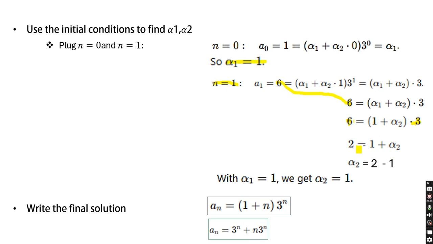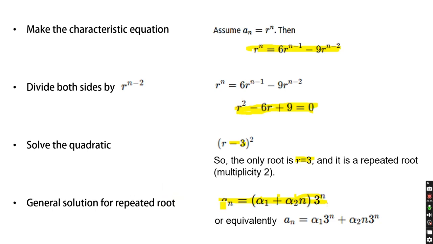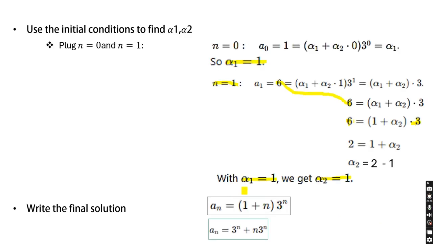And then the next thing that we gonna do is to combine like terms. So we have a2 is equals to 2 minus 1. So therefore, with our a1 is equals to 1, we get a2 is equals to 1. And then we will write the final solution. So again, the general solution for the repeated root is this one. So we have our an is equals to 1 plus n times 3 raised to the power of n.